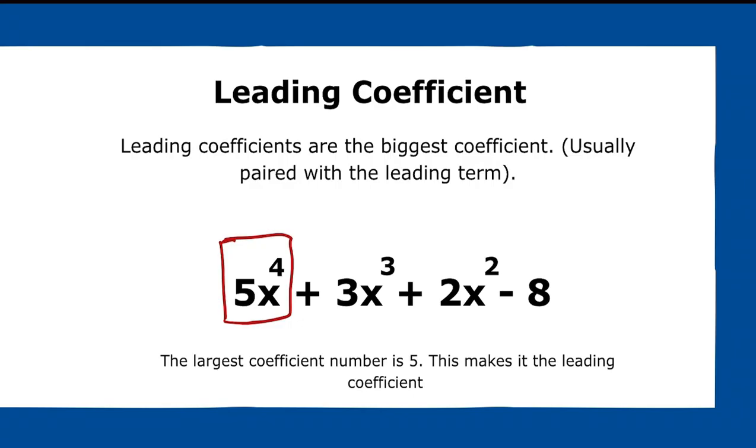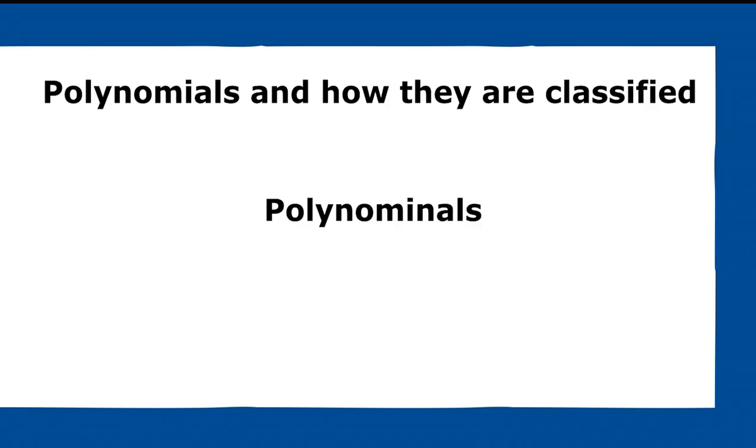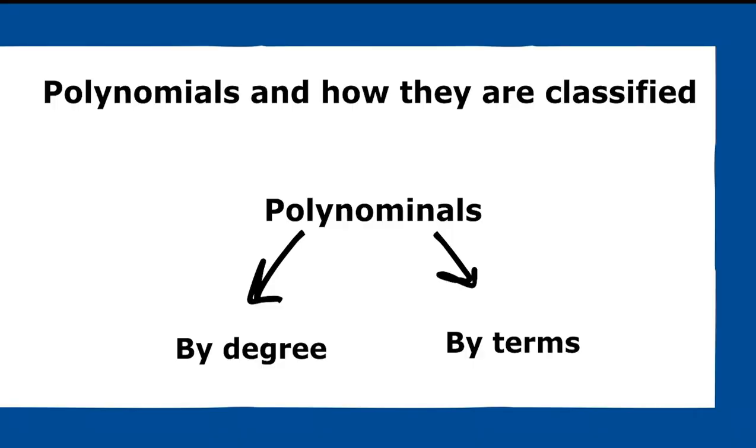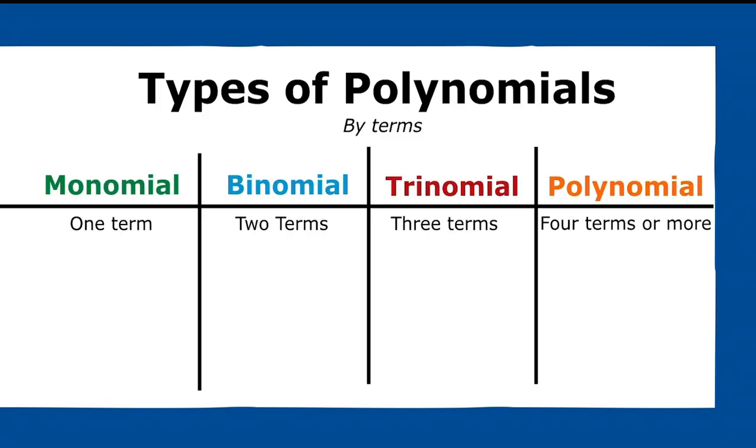So now this leads us into how polynomials are classified. And polynomials can be classified in two different ways, by degree and by terms. And we did mention degree a little, maybe 20 seconds ago. So we're going to start with terms because those tend to be the easiest. So I have four different ways I can classify a polynomial by the terms. I have monomial, I have binomial, and I have trinomial, and I have polynomial.